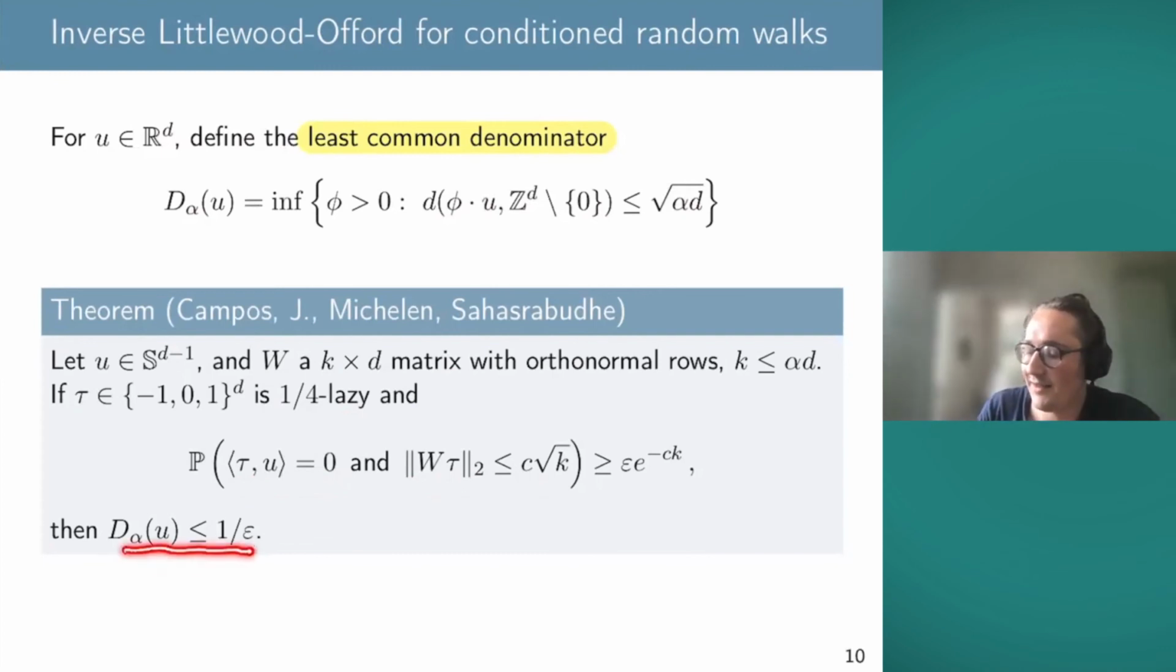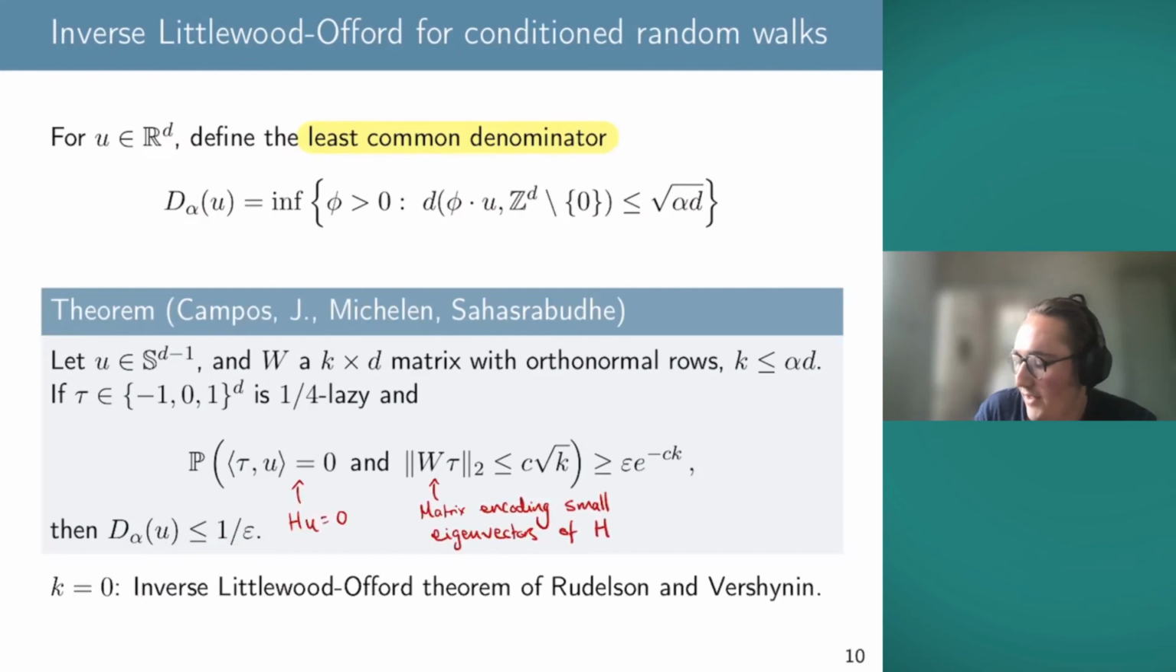And it turns out that this is an extremely harsh condition, very rarely satisfied by U. So this is an inverse Littlewood-Offord type result where you can think of this constraint as corresponding to the condition HU equals 0, and this weird condition coming from this matrix W encoding the small eigenvectors of H. And it's nice to note that at k equals 0, meaning just delete these conditions, we recover a classical inverse Littlewood-Offord result of Rudelson and Vershynin.